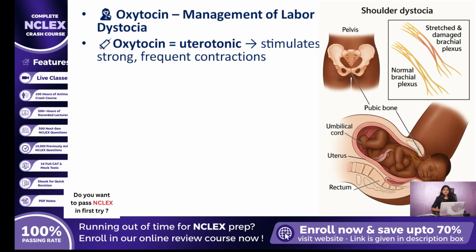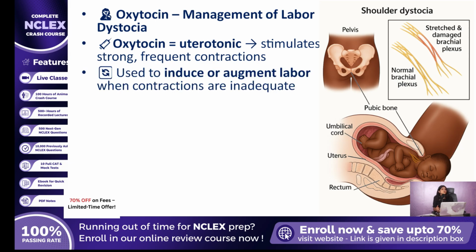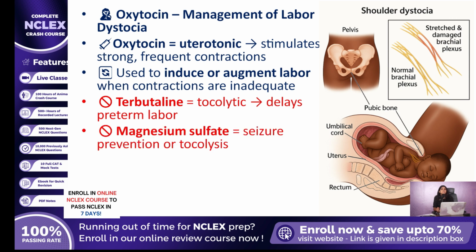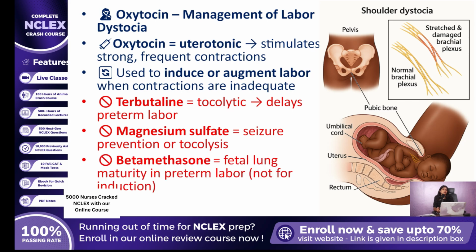Oxytocin is a uterotonic agent commonly used to induce or augment labor by increasing the strength and frequency of uterine contractions. It is the go-to medication in cases of labor dystocia, when contractions are inadequate to promote cervical dilation and fetal descent. Terbutaline is a tocolytic that inhibits contractions, typically used to delay preterm labor. Magnesium sulfate is primarily used for seizure prevention in preeclampsia or as a tocolytic, not for stimulating labor. Betamethasone is a corticosteroid administered during preterm labor to accelerate fetal lung maturity, not for addressing labor dystocia.